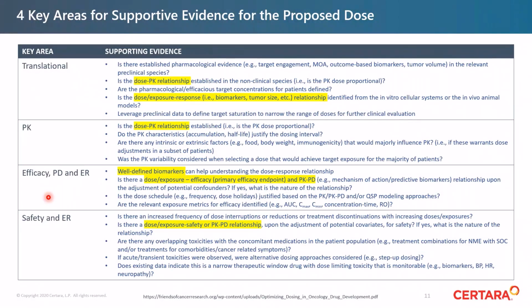Preclinical data can be used to define target saturation and narrow the range of dosages for further evaluation. In addition to objective response and tumor shrinkage type data, well-defined biomarkers can support an understanding of dose and response relationships with anti-tumor activity. The use of modeling and simulation early is encouraged, but the focus should really be on integration and useful visualization of clinical safety and efficacy data.